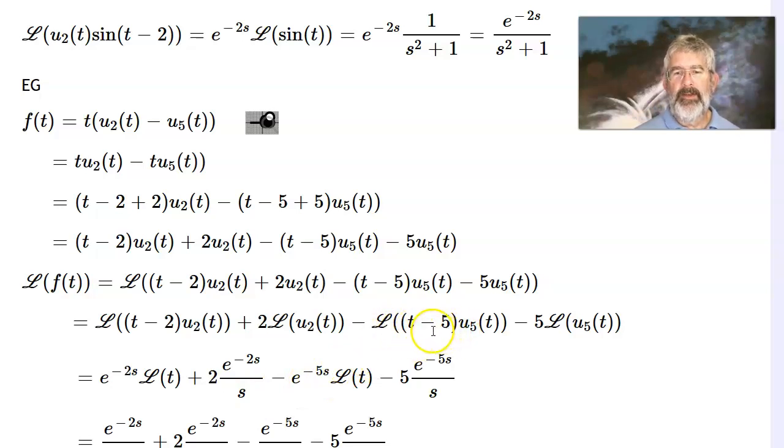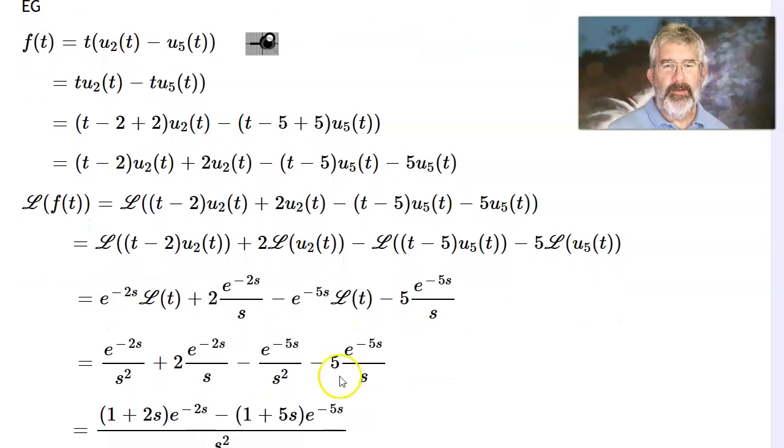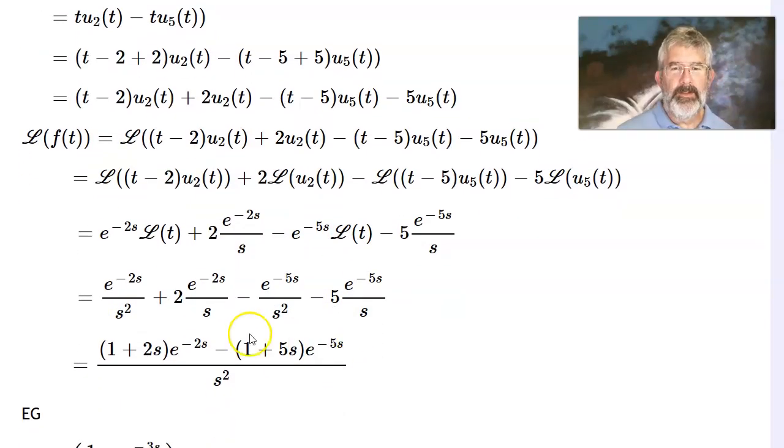Likewise here, this is the function t shifted 5 multiplied by u5. So the Laplace transform of that would be e to the minus 5s times the Laplace transform of t, right? This is t shifted 5. This is t not shifted at all. And then minus 5 times the Laplace transform of u5, which would be e to the minus 5s over s. Now I can take the Laplace transform of t here and there, which is just 1 over s squared, 1 over s squared here, and a 1 over s squared there, leading to all of this.